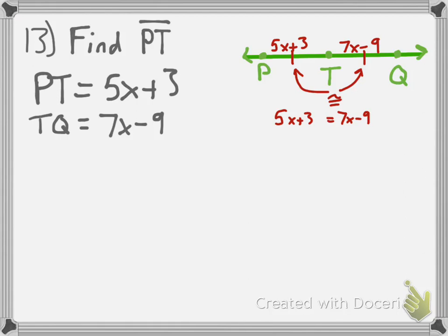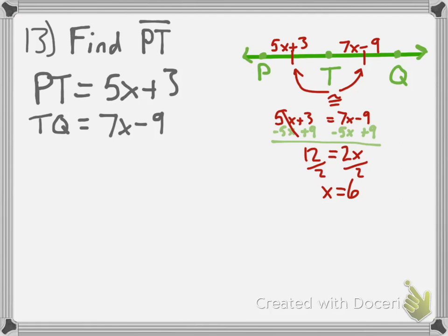Going through our algebra now. Okay, if we subtract 5x from both sides, and I'm going to do two steps at once, and add 9 to both sides, right here what we will get is this cancels out. We've got 12 over here equals 2x here. And then we divide by 2, and x equals 6.